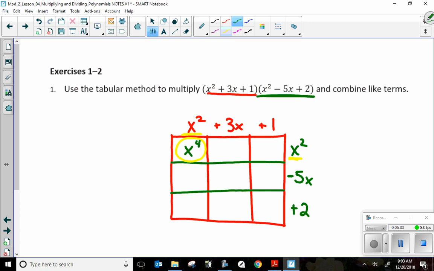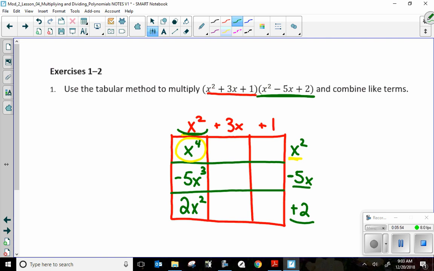And I should get x to the 4th. All right? Now I'm just going to go right down this first column. So now I'm going to multiply x squared times negative 5x. That should give me negative 5x cubed. And last but not least, x squared times plus 2. That's going to be a positive 2x squared.